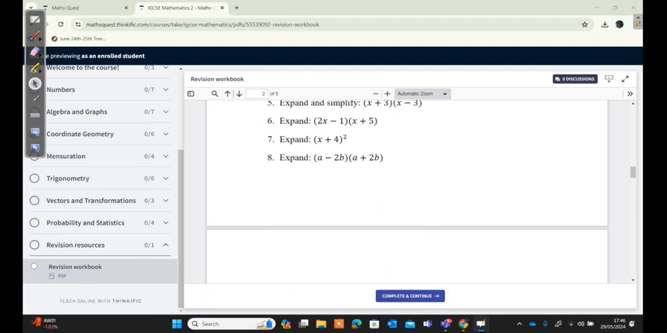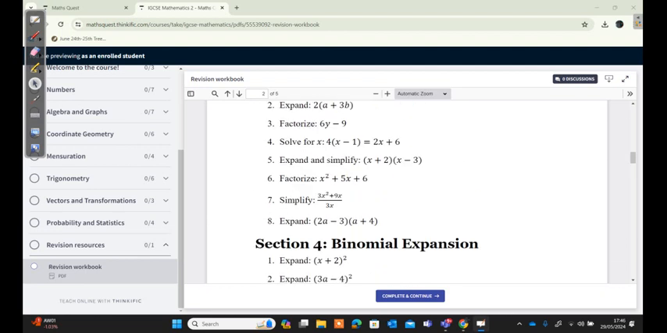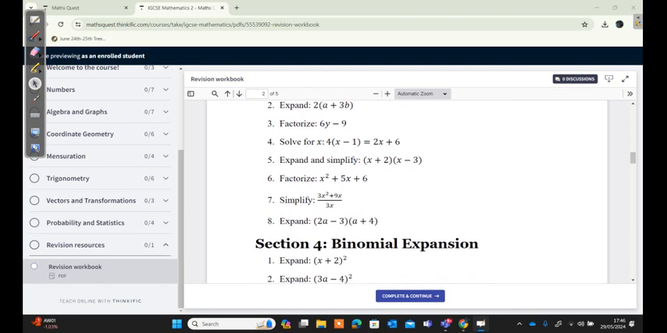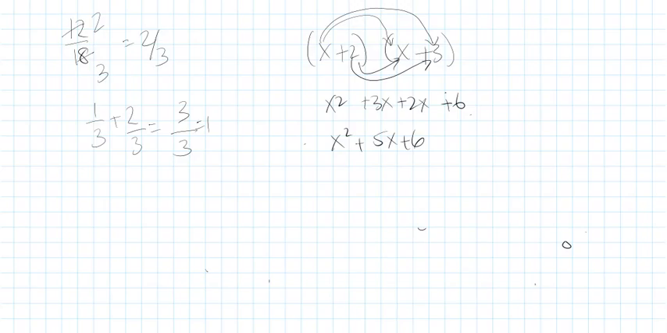Perhaps before we close the video, maybe I can try to show you something which is a bit challenging perhaps. So let's say we look at section 3, number 7. So 3x squared plus 9x over 3x. And we need to simplify that. So 3x squared plus 9x over 3x, and we need to simplify.